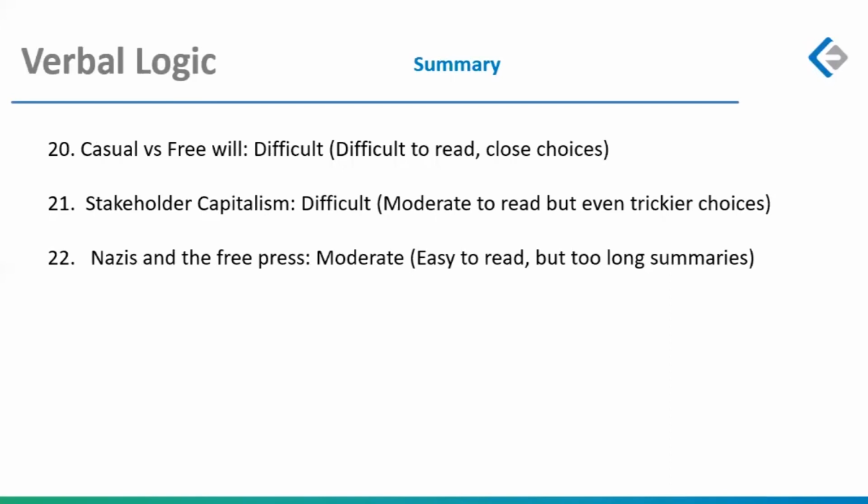So this time also 3 summaries: causal versus free will, stakeholder capitalism, Nazis and the free press, except the 22nd one. Both were difficult. Even if it was like, for example, the stakeholder capitalism passage, even if it seemed easy to read, the choices were really close. And you know that summary questions, even though they are verbal logic questions, carry negative marking.